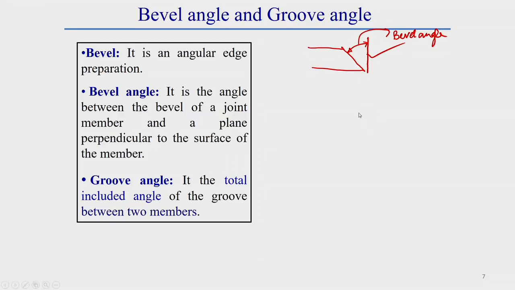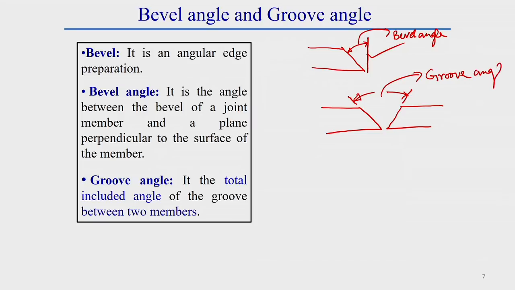Now, what is groove angle? Groove angle is the total included angle of the groove between two members. That means between two members, whatever total included angle we are getting, that is called groove angle. So, we got the idea about bevel angle, groove angle and groove.